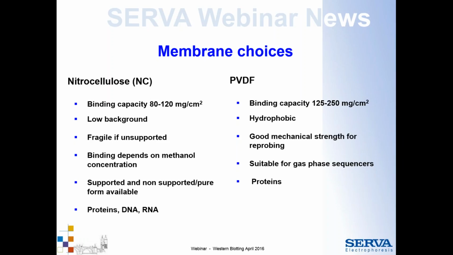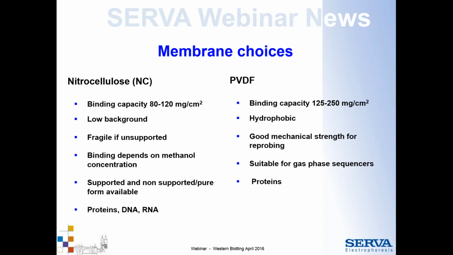The PVDF membrane, as mentioned, has a higher binding capacity. It has a good mechanical strength, so it is suitable for reprobing after stripping. It can also be used when subsequent sequencing is an issue, but it is only suitable for protein blotting.